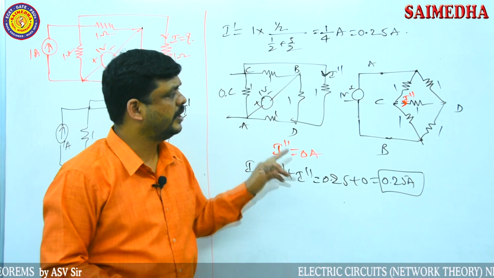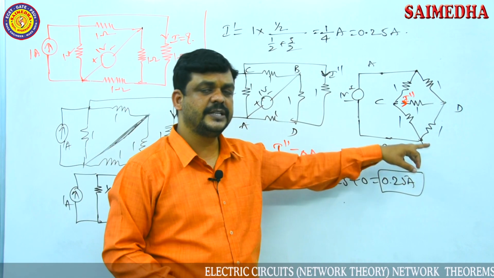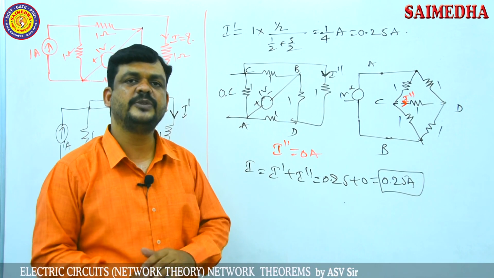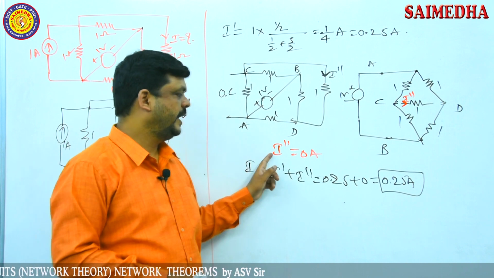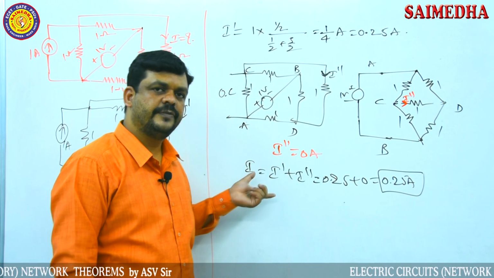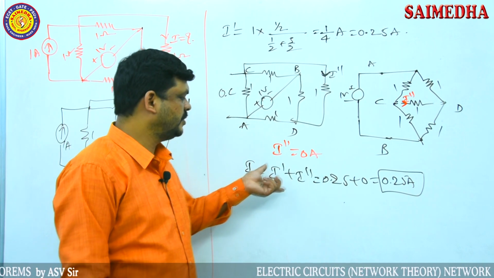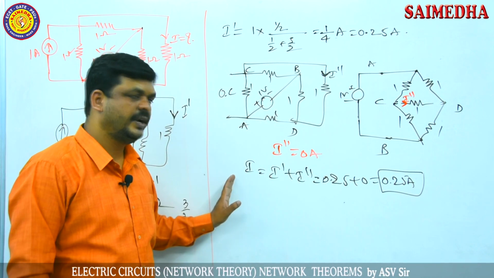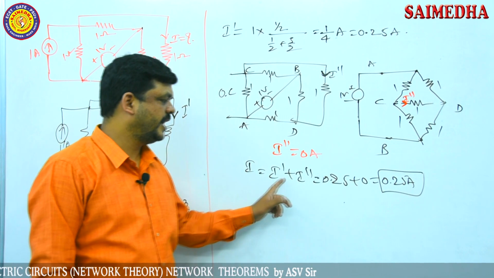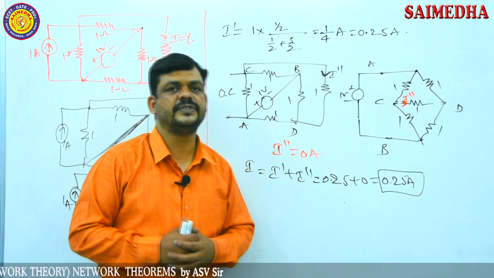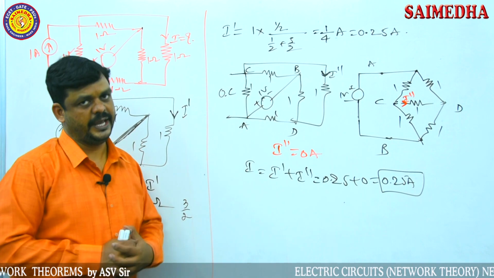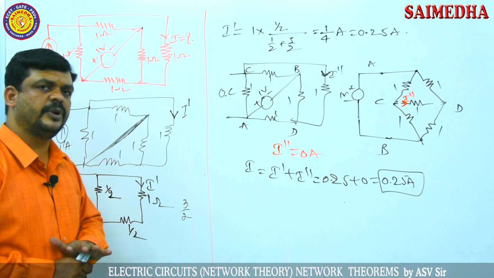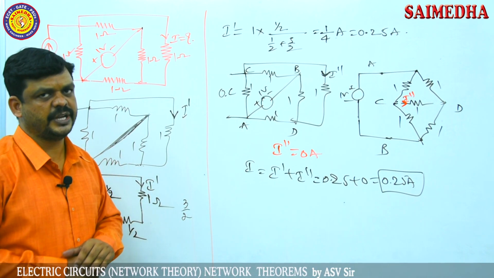In a bridge network, if the bridge is balanced, the current through the diagonal element becomes 0. The given network is a balanced bridge, that's why I double dash is 0 amperes. From the superposition theorem, the total response is the sum of the individual responses. So the total current is I dash plus I double dash, which finally gives 0.25 amps. To solve these types of problems, the superposition theorem is the best technique.